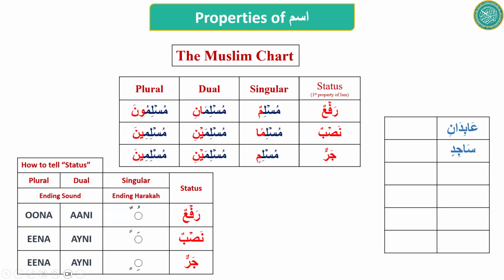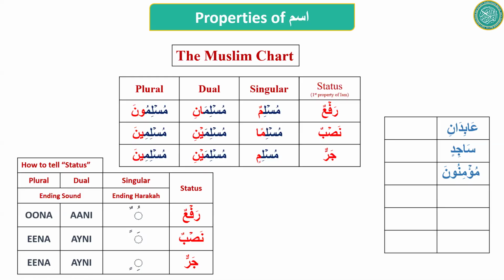Okay, let's do the same exercise for Sajidin. Sajidin means a person who is doing sajda, a single person. Brother Ahmad is going to do this. What is the meaning of Sajidin? I just told you. Prostrator. All right. What is its status? Rafa, nasab, or jar? It is Sajidin, so it is jar. Why? It is singular. And it has two kasra, right? At the end. So that is why it is in jar status. Good job. Thank you, brother.